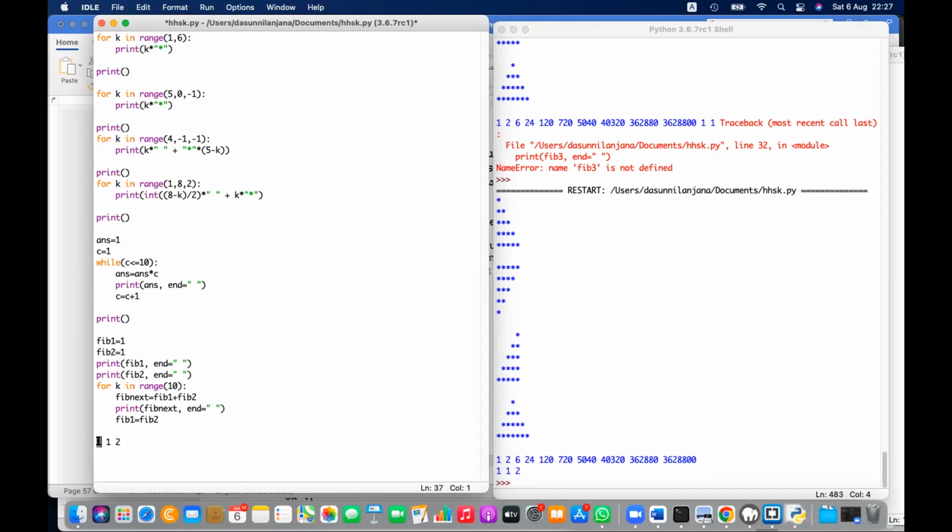So this is fib 1, this is fib 2. The first time you can agree. But next, you have to say fib 1 is the fib 2, this one, and fib 2 is equal to fib next, right? Fib next is the newly generated one. Then when the next round comes, fib next is fib 1 plus fib 2. So let's see this now.